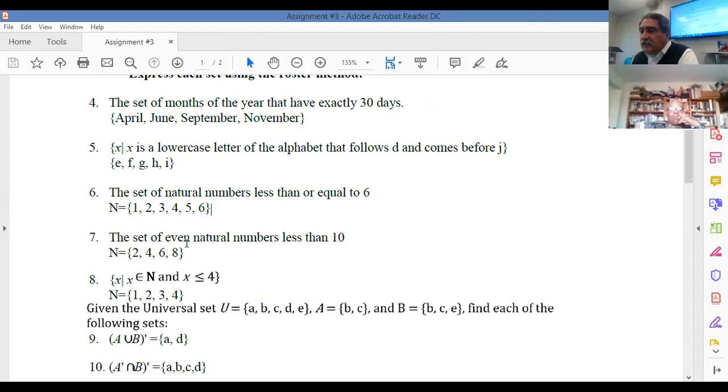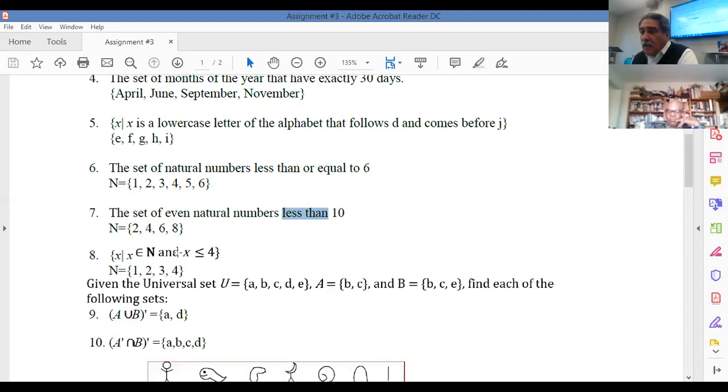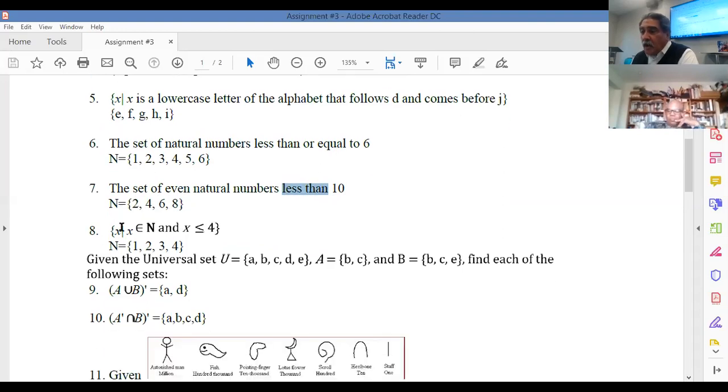Number 7, the set of even natural numbers less than 10. No, it says only less than 10, not equal. So I cannot include 10. The even numbers would be 2, 4, 6, 8.